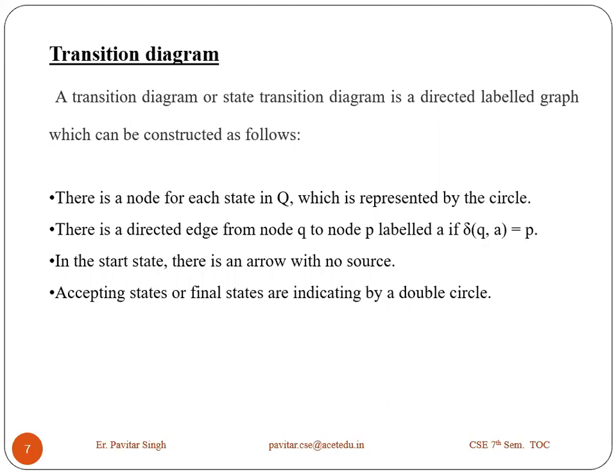Why is Q called initial? Because it is represented with an incoming arrow towards the circle. And why is P called the final state? Because it has a double circle. So this is the definition for transition diagram.